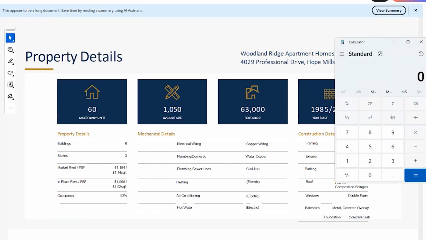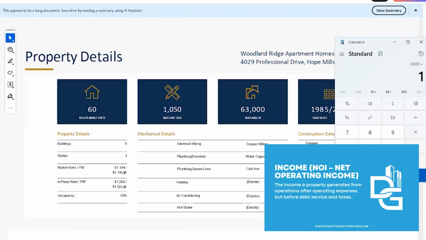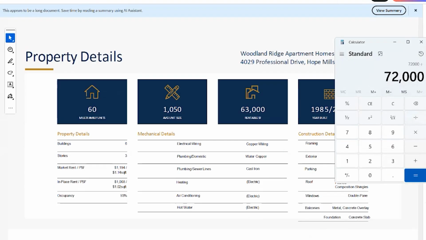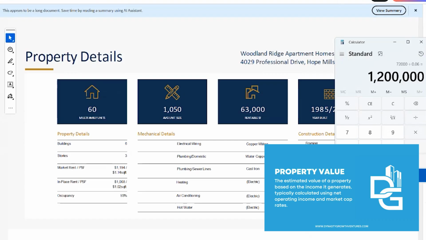So let's say we got all of our units to market rent by increasing each unit by $100. 60 units, we're raising rent by $100. So we can add $6,000 a month in income growth. So for the year, it's about $72,000 in income growth. And if we divide that by the cap rate, let's just go with 6% as a standard, we can add over $1 million in property value by just getting our rent to market price, right?